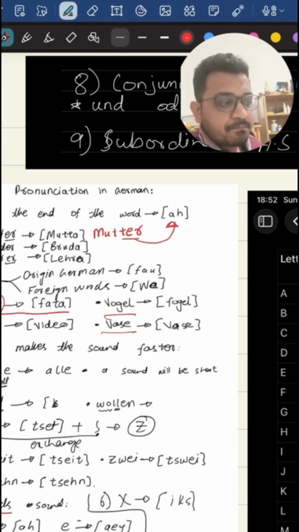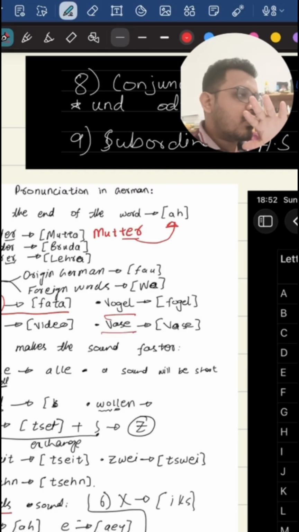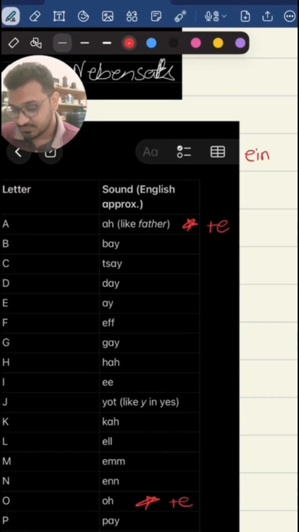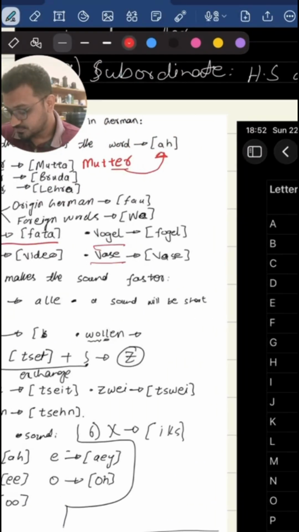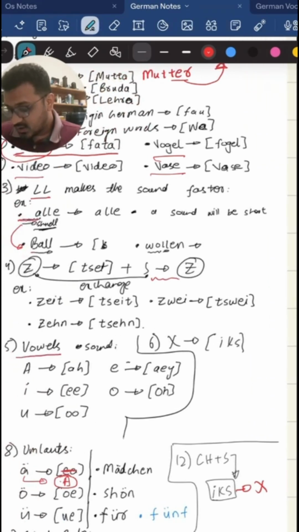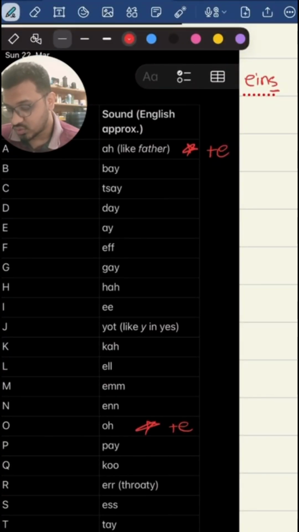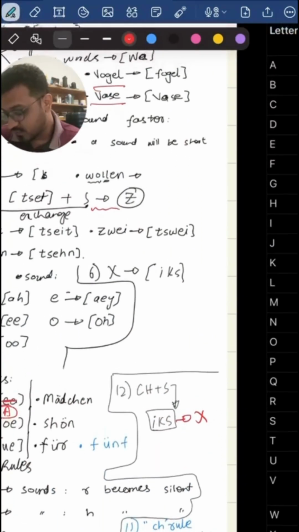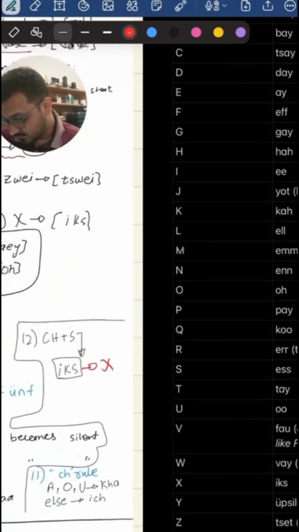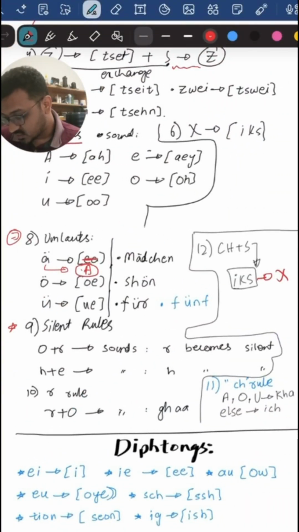Eins, zwei, drei, vier, and in all of these countings you can see the rules are applying. For example, we have eins. Here S follows rule number 4, where S sounds as sa. So it's eins. Then we have 2, which is zwei. The rule we are following is the same rule number 4. Then we have 3, which is drei. Here we are following the ra rule, where R plus any vowel will always sound as ra. So here we have drei.